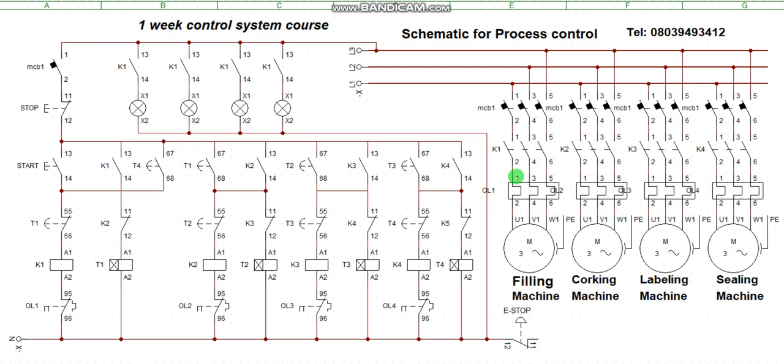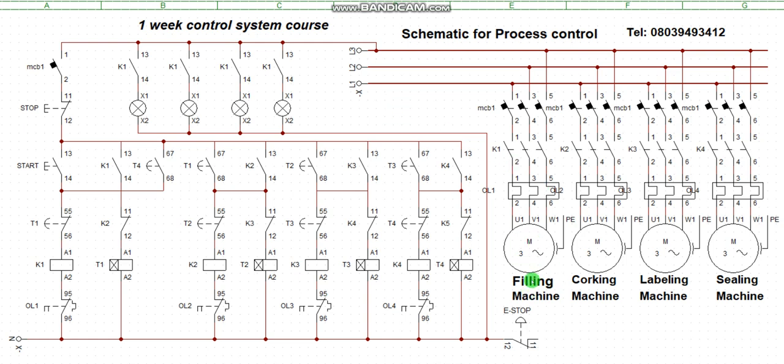Let's talk about this particular portion of the design. This is my power circuit, this area, and this other side is my control circuit. Now, supposing we have a factory where we process perhaps bottled water, I will put up a design such as this to control the process of bottling the liquid, the product.